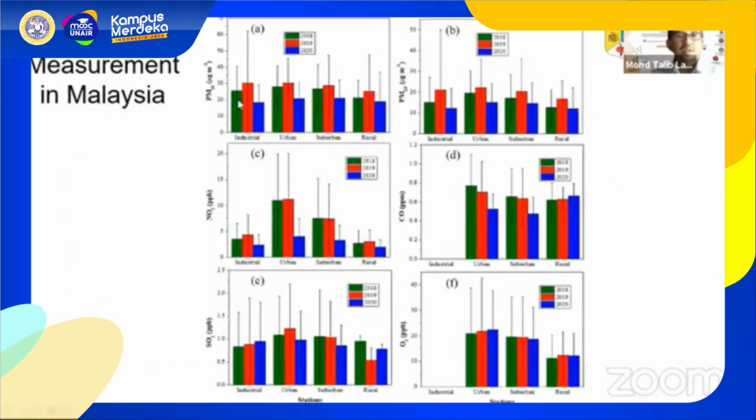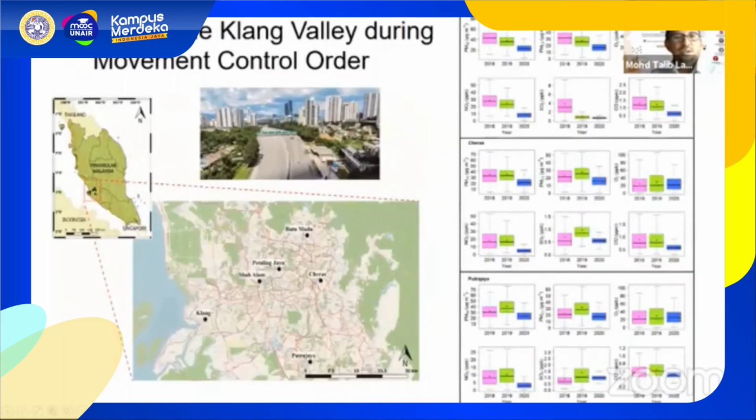This is a ground-level measurement. In industrial areas, you can see that the level of air pollutants reduced significantly, except for ozone. I will explain later why ozone was not reduced during the lockdown. We also studied air quality in the Klang Valley during the movement control order. You can see the level of most pollutants, PM10, except for ozone. The one that shows a very significant reduction is NO2.